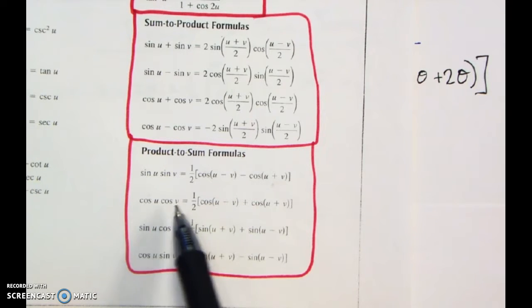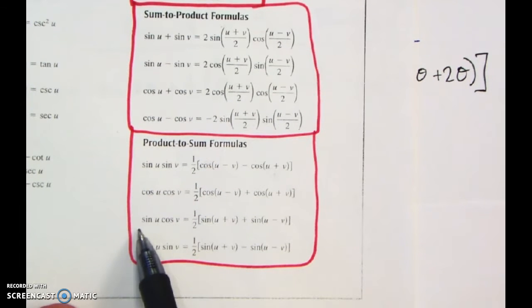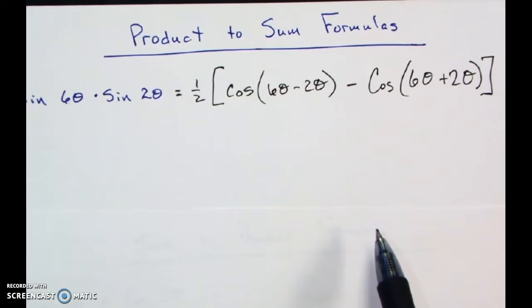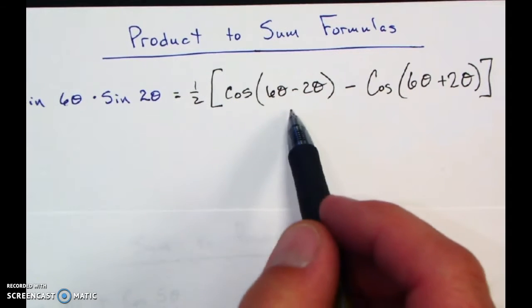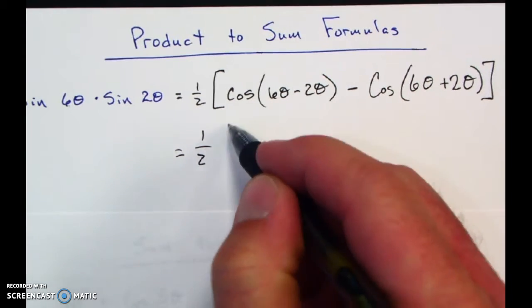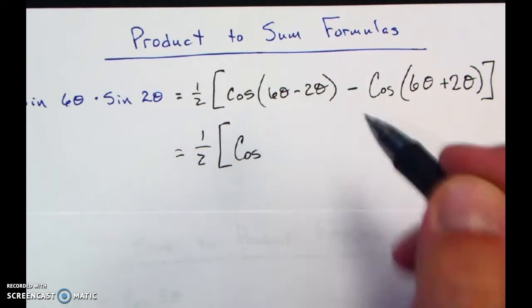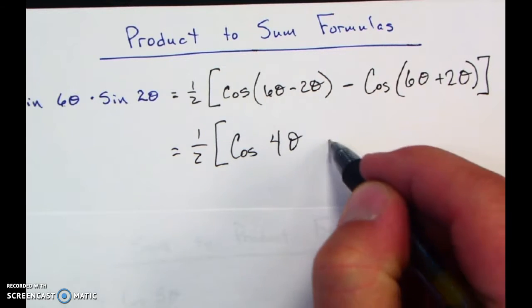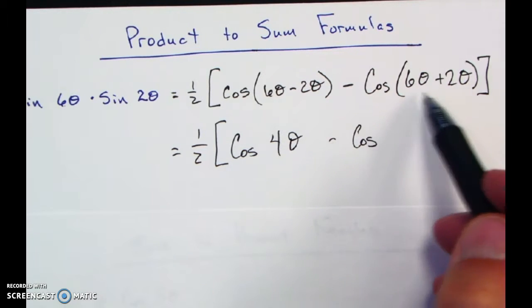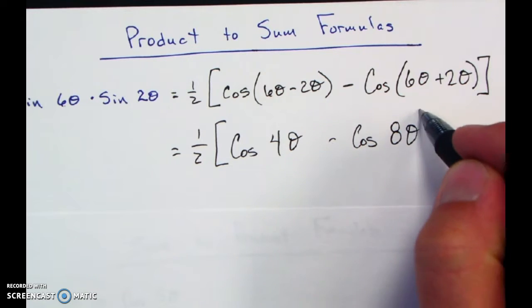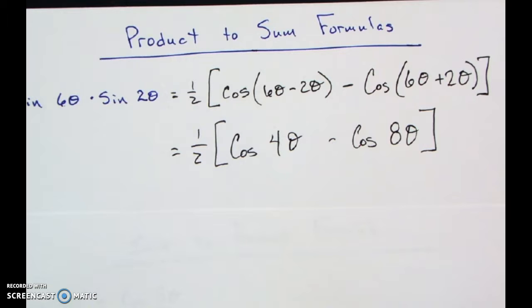If it was cosine times cosine, we would use this formula, sine times cosine, cosine times sine. Pay attention to your angles. So we're just plugging the values in, and we're just rewriting what we have. Now I can add and subtract these angles, so our answer is going to be 1/2 times the cosine of 6 theta minus 2 theta would be 4 theta, minus the cosine of, and then when we add the two angles, we get 8 theta. And that would be our final answer.